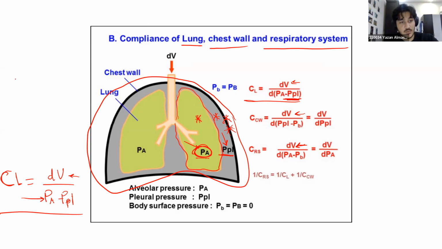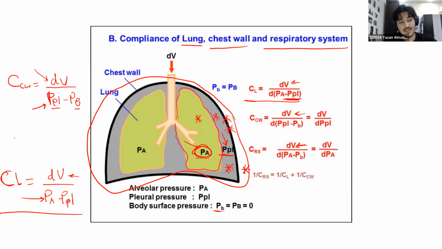Now we're going to move on to the compliance of the chest wall. Again, it's just the change in volume, and we don't have much to concern ourselves about the volume. We just want to focus on the pressure. The pressure is the pleural space pressure compared to the outside, which is the atmospheric pressure, or PB, minus PB. Literally these are the two areas affecting the chest wall. So for the chest wall, it is the change in volume over the change in pressure, and the change in pressure is the pleural space pressure minus the atmospheric pressure.